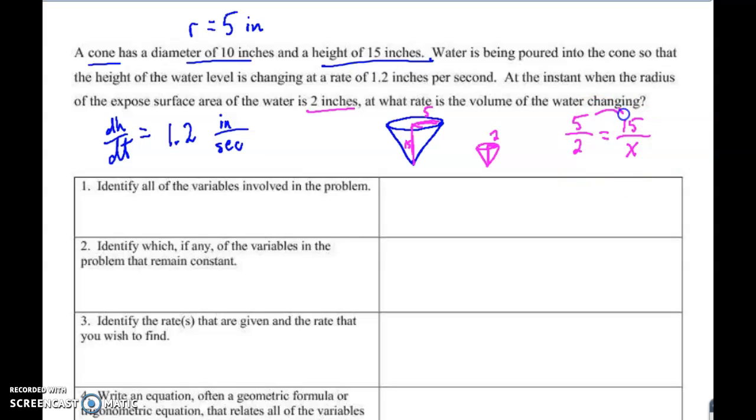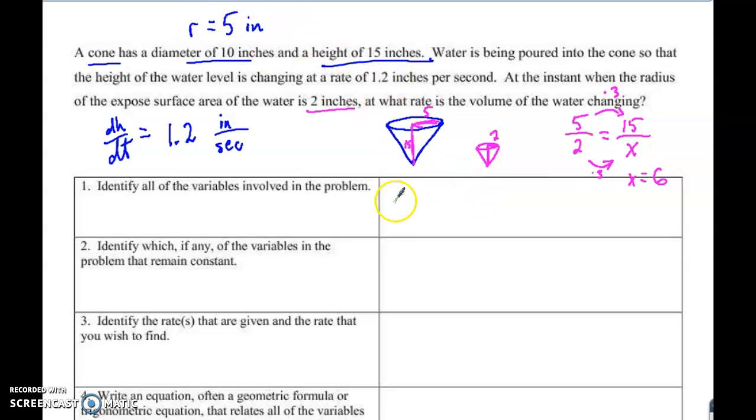Maybe you would even do it this way, where you multiply by 3 here, so x needs to be a height of 6, because you have to multiply by 3. Or however you solved it, just make sure that your height in this problem needs to be 6.